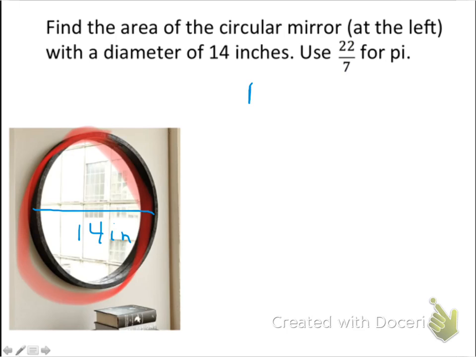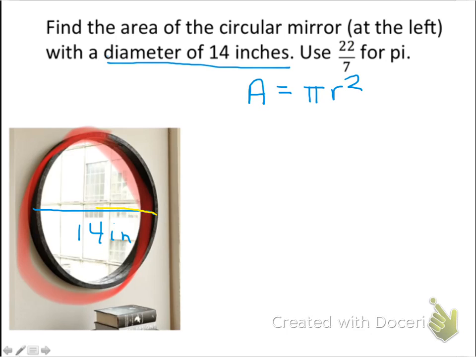Why this problem is harder is because our formula for area is A is equal to pi r squared. In this problem, we're looking for the radius, not the diameter. Instead, we have the diameter. So we need to go from the diameter to the radius. Okay, so the diameter is the full length across, whereas the radius is just half of it. So to find the radius, we take whatever the diameter is and divide it by 2.